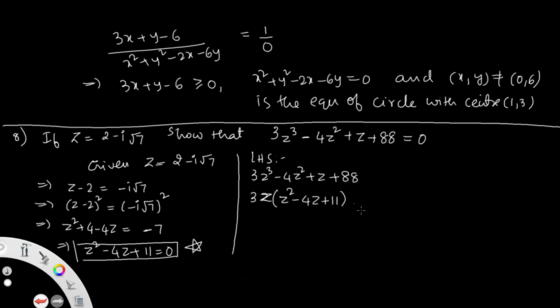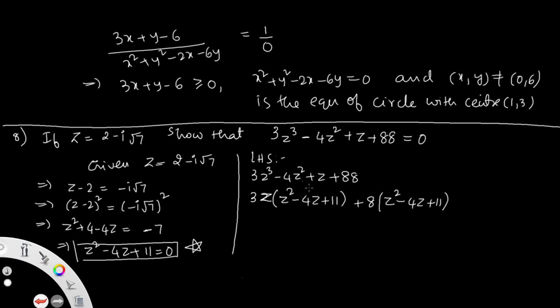So that's why I am adding plus 8 into z square, the same thing I am writing, z square minus 4z plus 11. That is plus 8z square here, minus 12z square, then you get minus 4z square. First term is 3z cube, which is over, and the second term is minus 4z square, which is over.